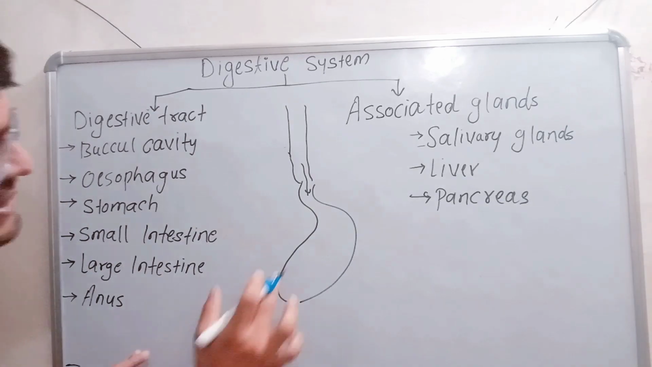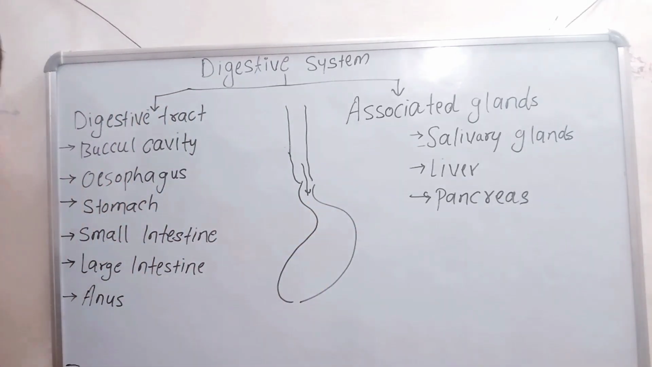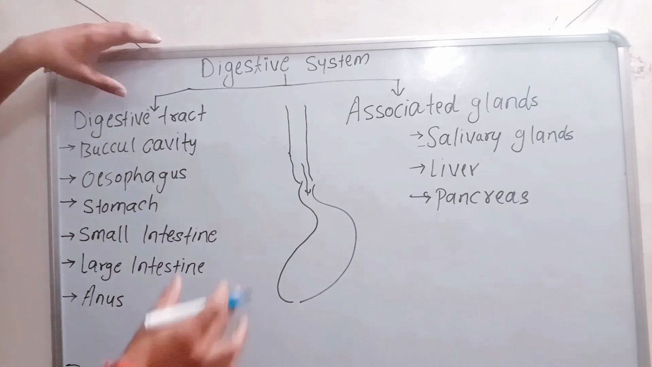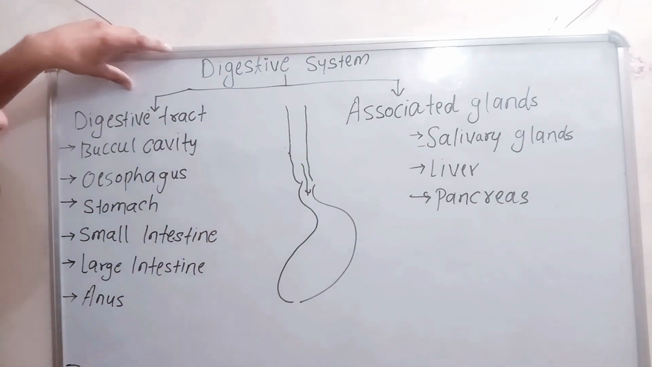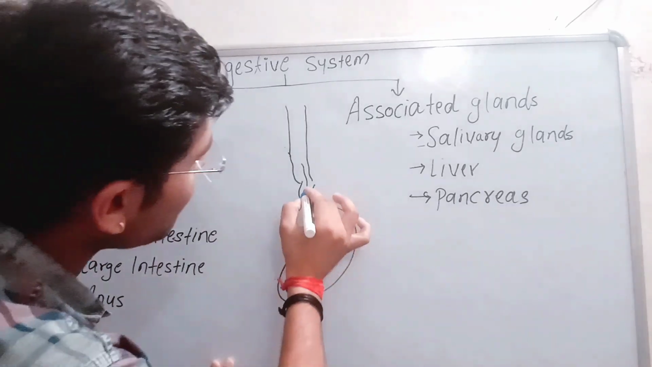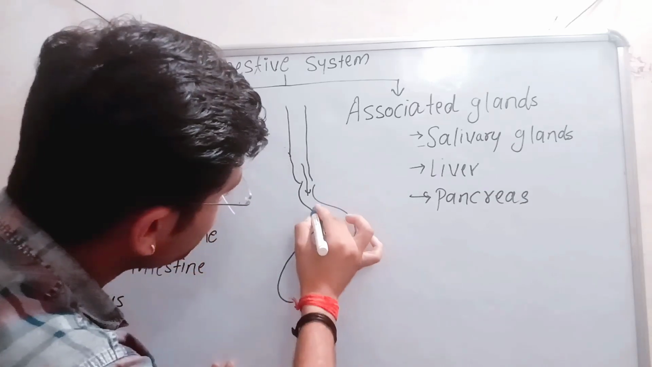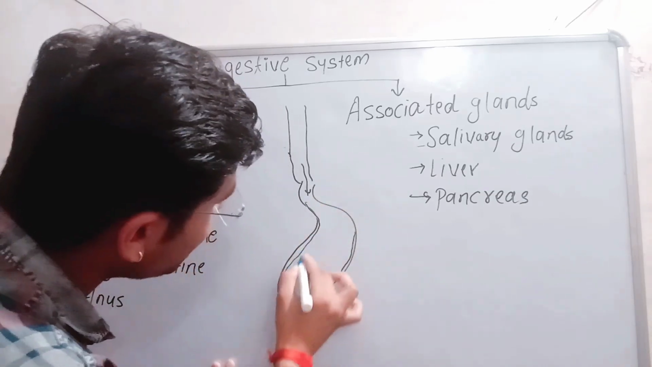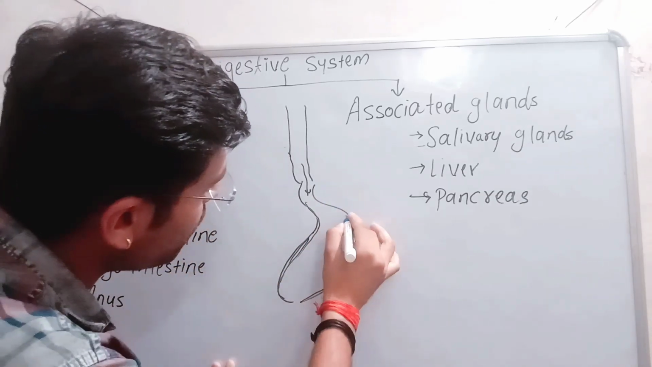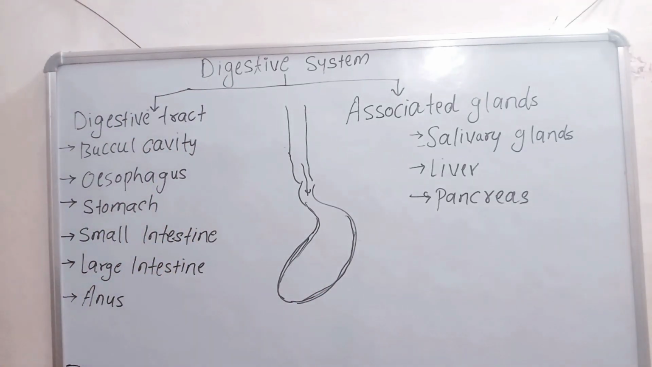Stomach is a J-shaped organ and it is the widest part of the alimentary canal. Alimentary canal means digestive tract. So it is the widest part, and food material comes here. These are the inner walls of the stomach.